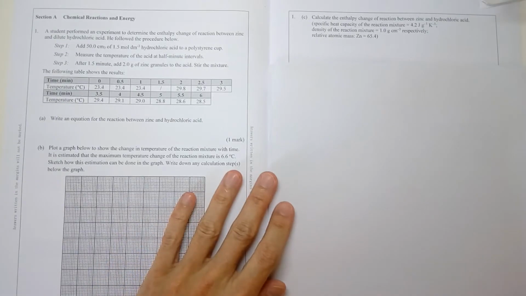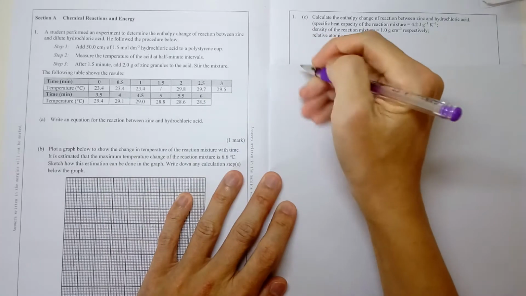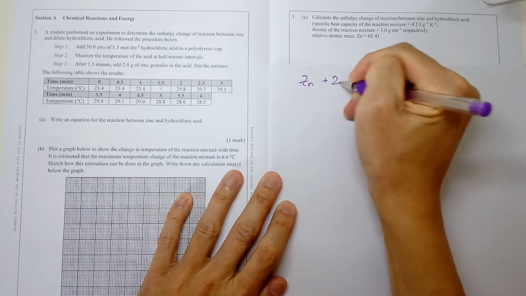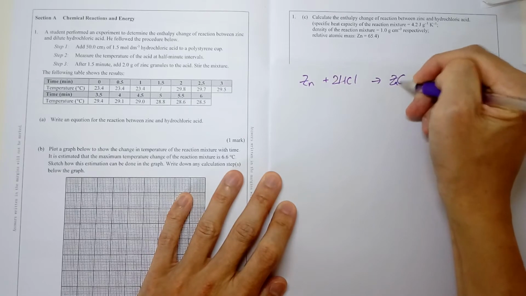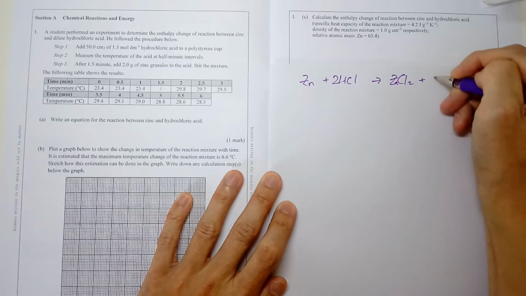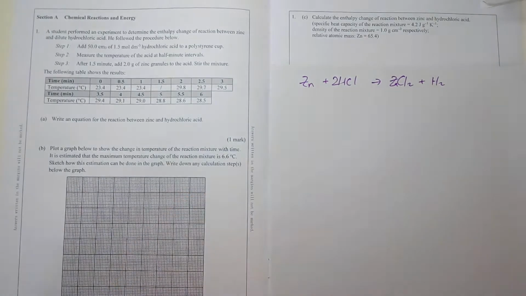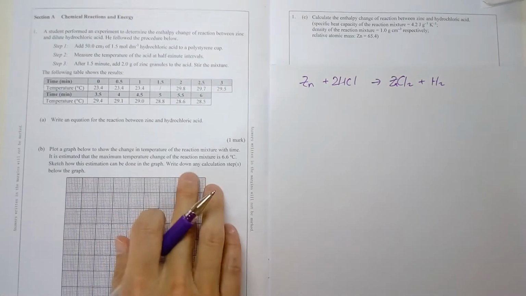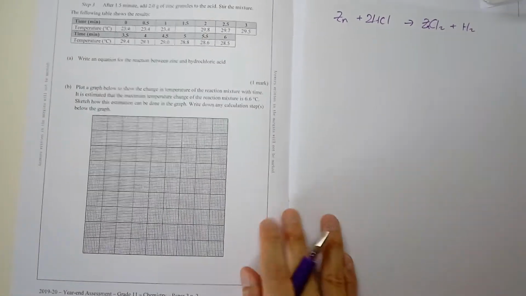This is Paper 2, question 1A. The reaction between zinc and hydrochloric acid, so easy. This is a typical acid reacting with metal, and hydrogen gas. As you are not required to write down the physical state, then forget it. Part B will get 4 marks for your diagram.